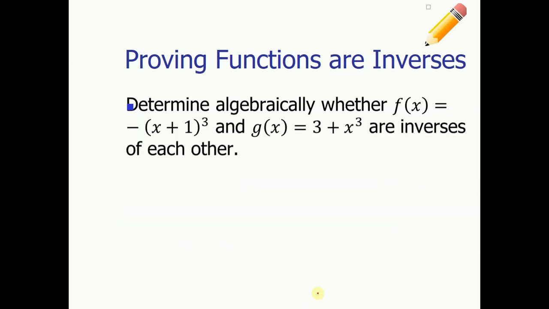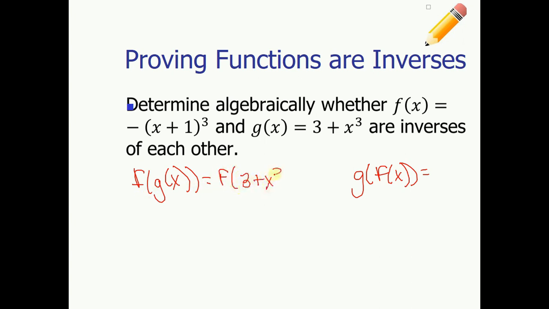Let's try another one here. I have the functions f of x equals negative quantity (x plus 1) cubed, and g of x is (3 plus x) cubed. Let's go ahead and do f of g of x and g of f of x. Let's do this one. Into f, we're going to put g. So if I do my substitution here, I'm going to put that inside for every x.